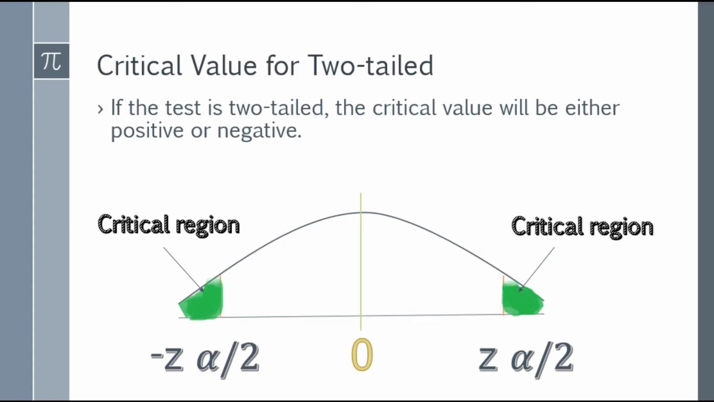Okay, critical value for two-tailed. Pag two-tailed nyo, ito yung magiging illustration. If the test is two-tailed, the critical value will be either positive or negative. So, kaliwa at kanan yan. At remember, ang significance level nyo or level of significance, i-divide natin ng 2. So, for example, ang level of significance is 0.10 at kapag two-tailed test ito, you have to divide it by 2. Isa sa kanan at isa sa kaliwa. So, makikita nyo dyan sa screen. At remember, negative C sa kaliwa at C sa kanan. Ito yung critical region, yung naka-green na shaded part.